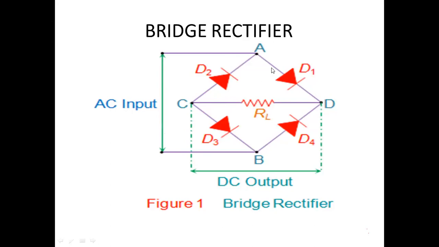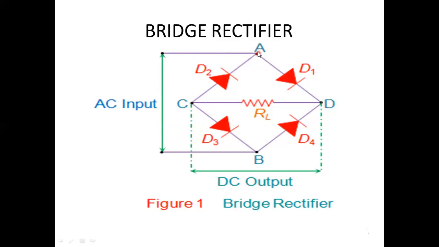So observe very carefully here, because this is the confusing part. I will use the annotate tool. So the AC input is applied here. This is the phase; I will consider the first half cycle. For the first half cycle, current will start to flow from here, and it will flow like this.